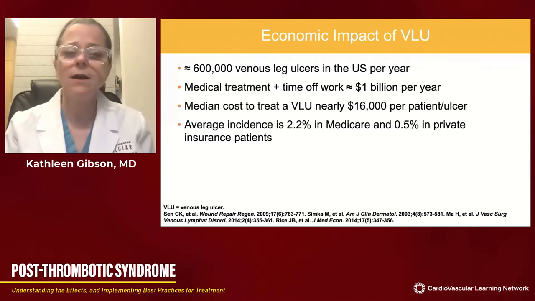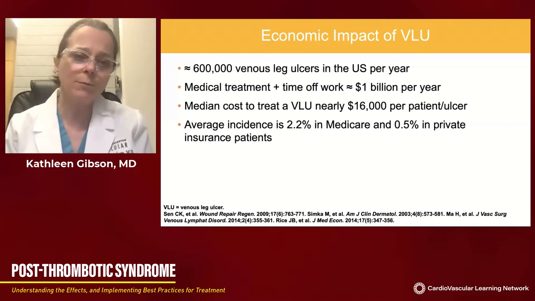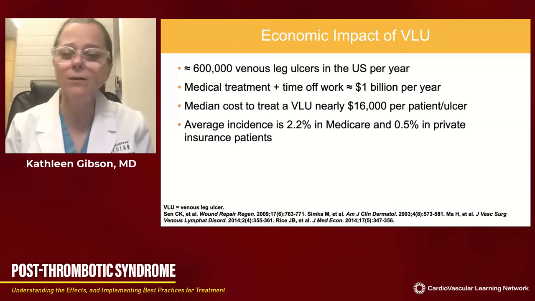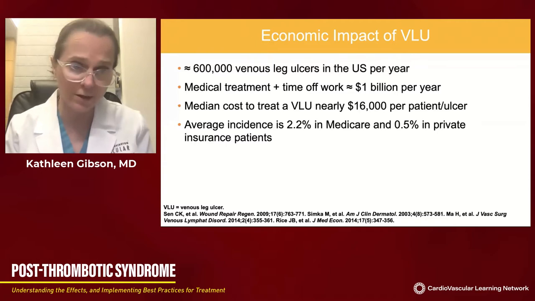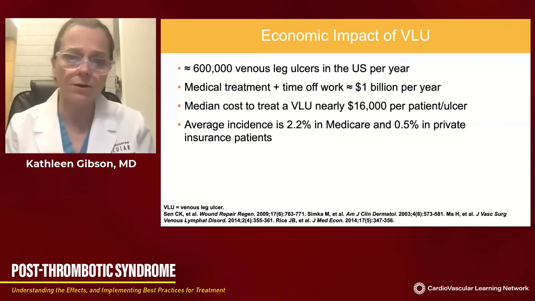The economic impact of venous leg ulcers on our society is substantial. Medical treatment plus time off work costs over $1 billion a year in the United States. And looking at Medicare data, just at Medicare patients, not private pay, the median cost to treat a venous leg ulcer until the time it heals is about $16,000 per patient. The average incidence, if you look at Medicare claims, of those claims that are for venous leg ulcers is 2.2%, and 0.5% in private insurance patients.